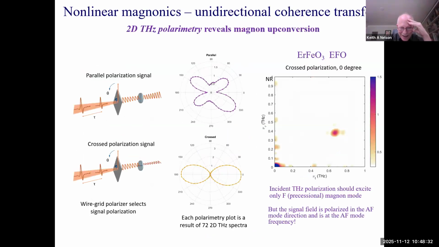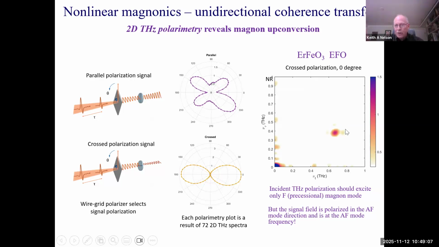Here's another thing that we didn't anticipate, but is quite understandable once we figured out what we were seeing. This was done in the following way. The incident pulses were both polarized in the direction that would drive this precessional mode. Right? So there shouldn't be any signal in the direction of the amplitude mode, the other mode. But there is. And that's what this off-diagonal term is coming from.